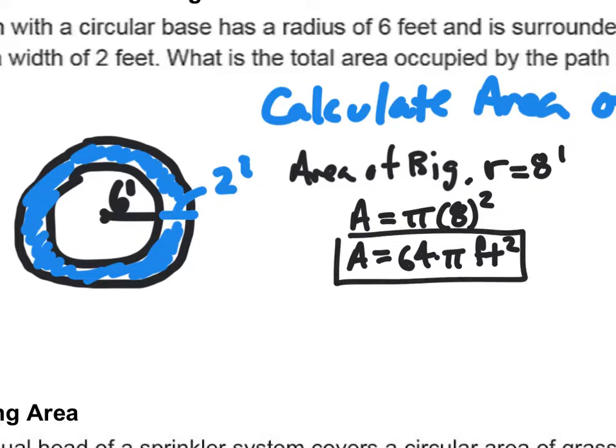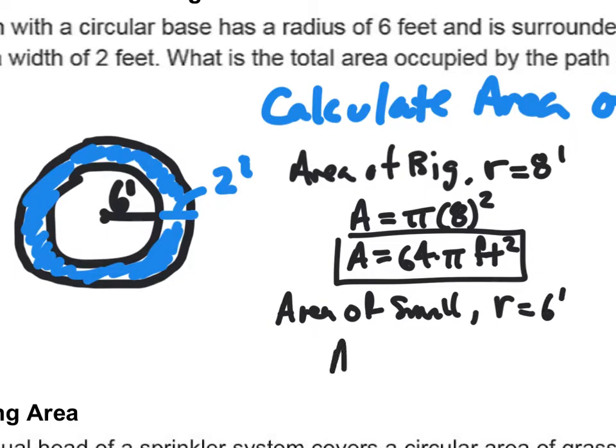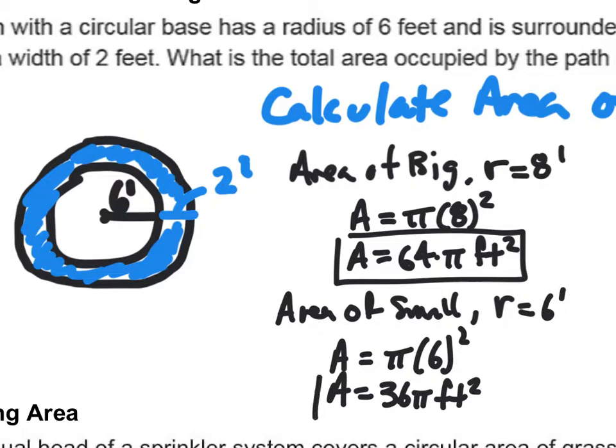Let's find the area of the small circle. My radius for that is equal to 6. It's this small circle here, so my radius is 6 feet. I want to use my formula and say that area is equal to pi times 6 squared, which is going to give me an area of 36 pi, and that's feet squared. So that's what I've got for that.